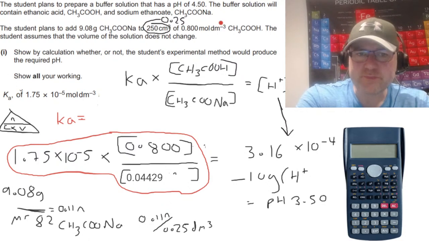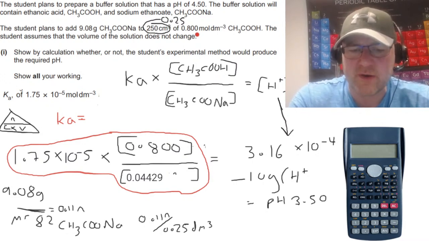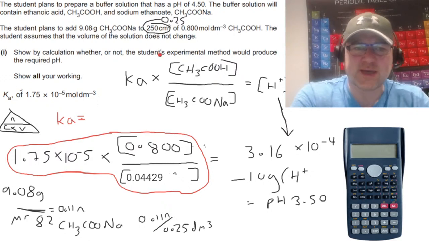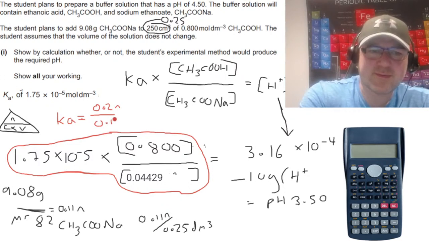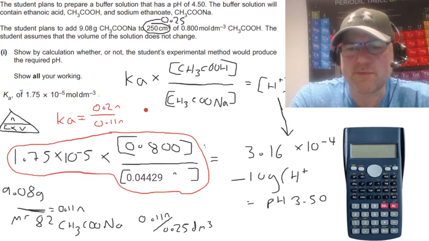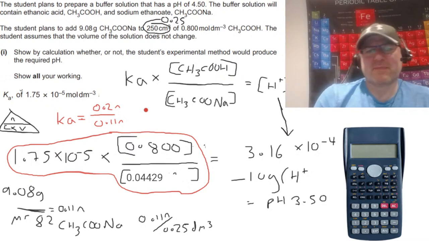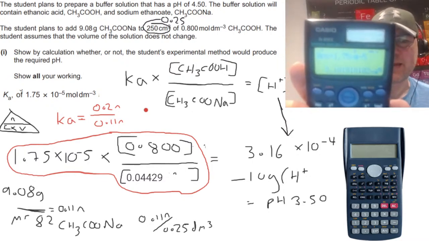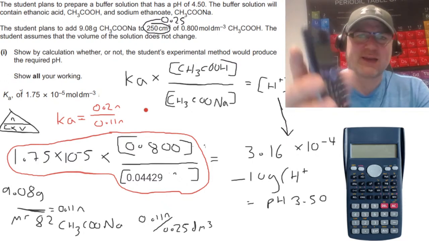I should do the Ka. If I want to turn the acid into moles, remember the concentration was 0.8 of the acid, the ethanoic acid. I can times that by 0.25, and I'll get the moles of ethanoic acid in my solution, which works out as 0.2. Methinks this is going to be a completely different answer, actually. 0.8 times 0.25, 1.75. Yeah, if I do it in the moles, it's probably a little bit different. I get 3.18 times 10 to the minus 4. If I minus log that answer, if I do it with the moles, I'm getting exactly 4.49.